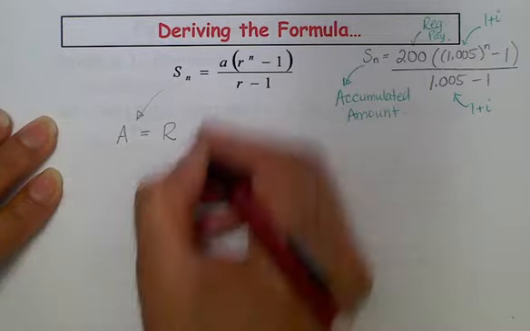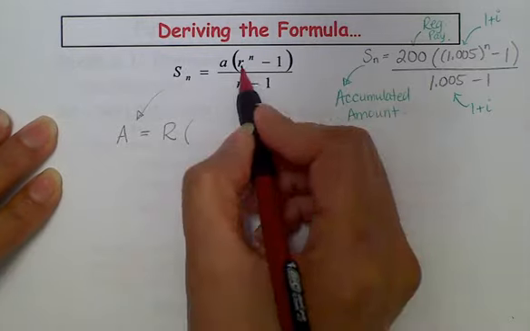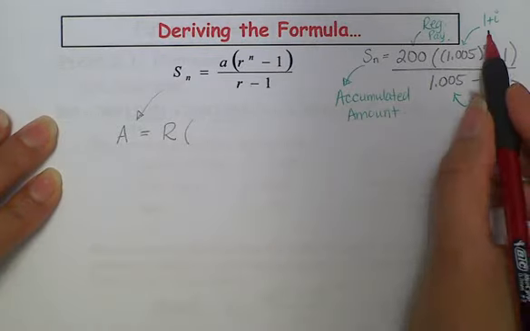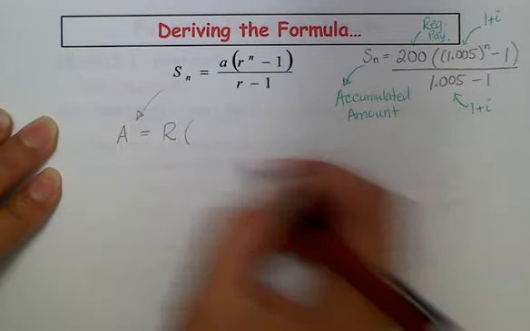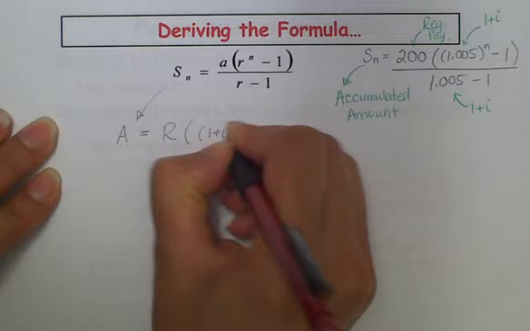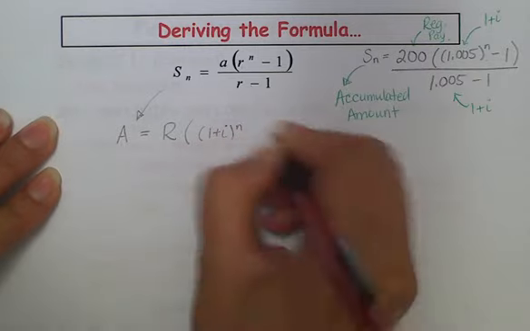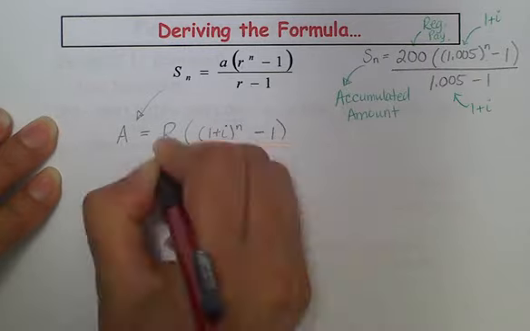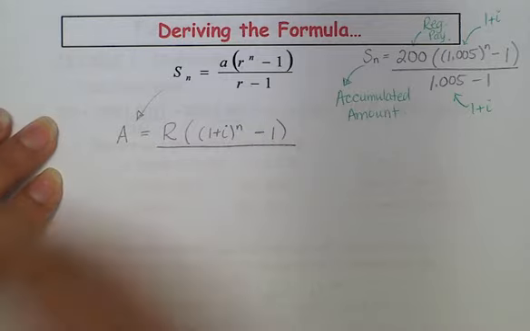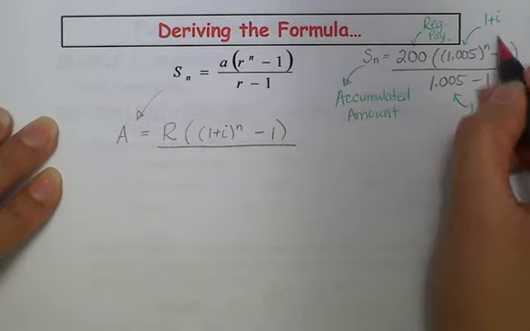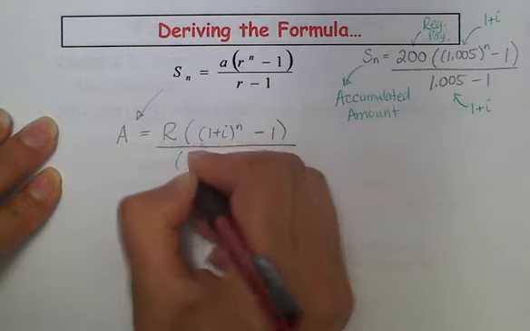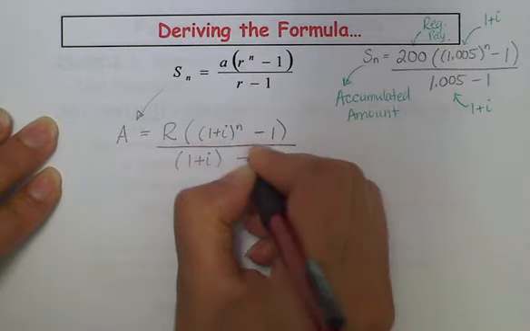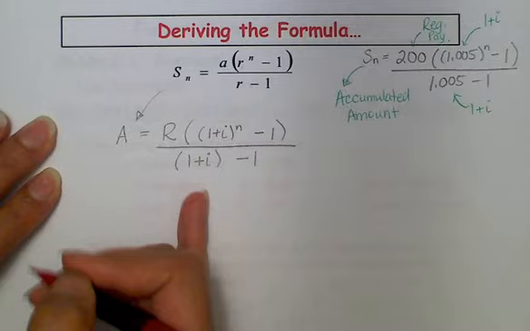And then my common ratio ended up being the same as 1 plus i. So I'm going to replace the common ratio part with 1 plus i, to the exponent n. And then I have minus 1, all over. Again, R represented the same thing as 1 plus i, so I'm going to replace that with 1 plus i, and then subtract 1.